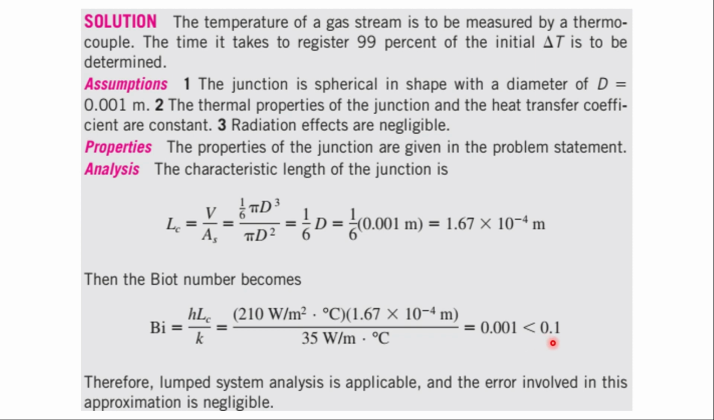So in this case, the lumped system analysis is applicable and the error involved in this approximation is negligible. In the opposite case, if the Biot number value is greater than 0.1, we cannot take this system as a lumped system analysis. So this is the criterion: the Biot number must be less than 0.1.